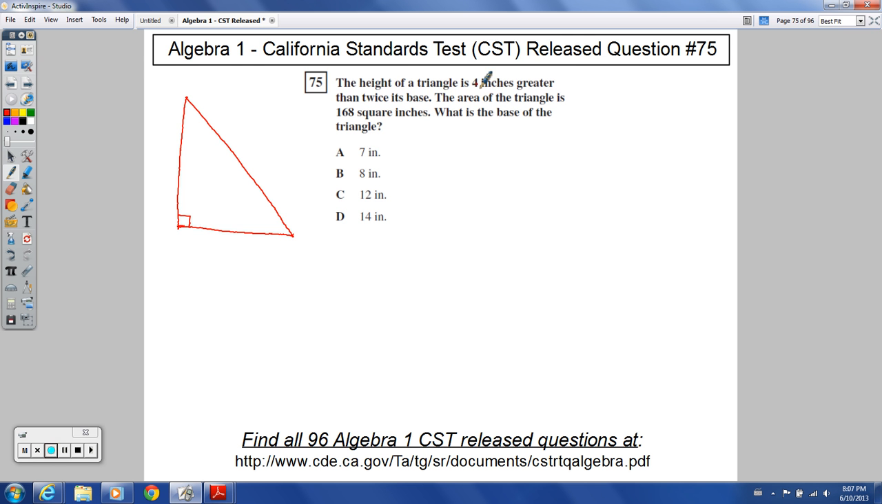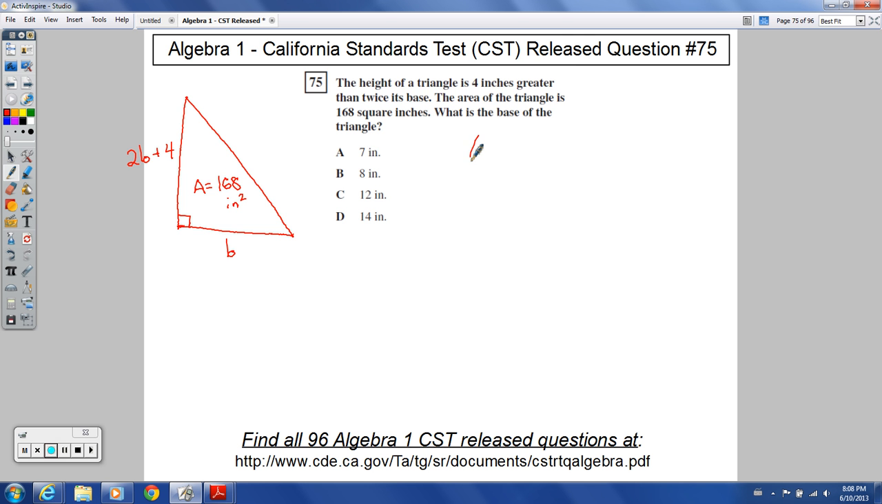What's important is that we label things correctly here. So the height of the triangle is 4 inches greater than twice its base. So if the base, I call b for base, I know the height of the triangle is 4 inches greater than twice that. So this is definitely not drawn to scale. This would be twice the base, 2b, plus 4. This would be much bigger than this. It also says the area, which I will label the capital A, is 168 inches squared.